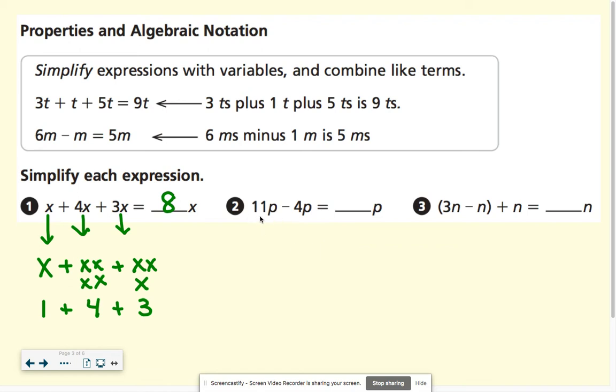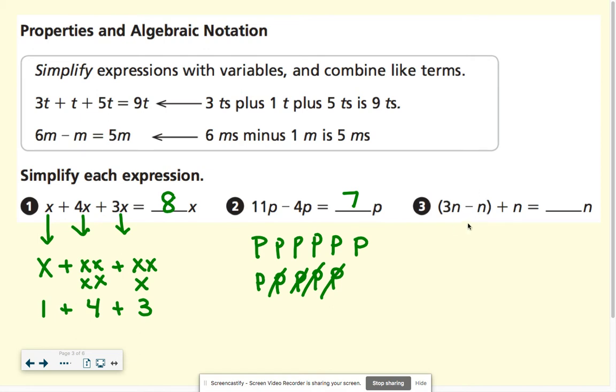So again, if I have 11 letter P's, 1, 2, 3, 4, 5, 6, 7, 8, 9, 10, 11, and I take away 4 of them, I am left with 7 P's. So I still need that letter, and I have my amount.